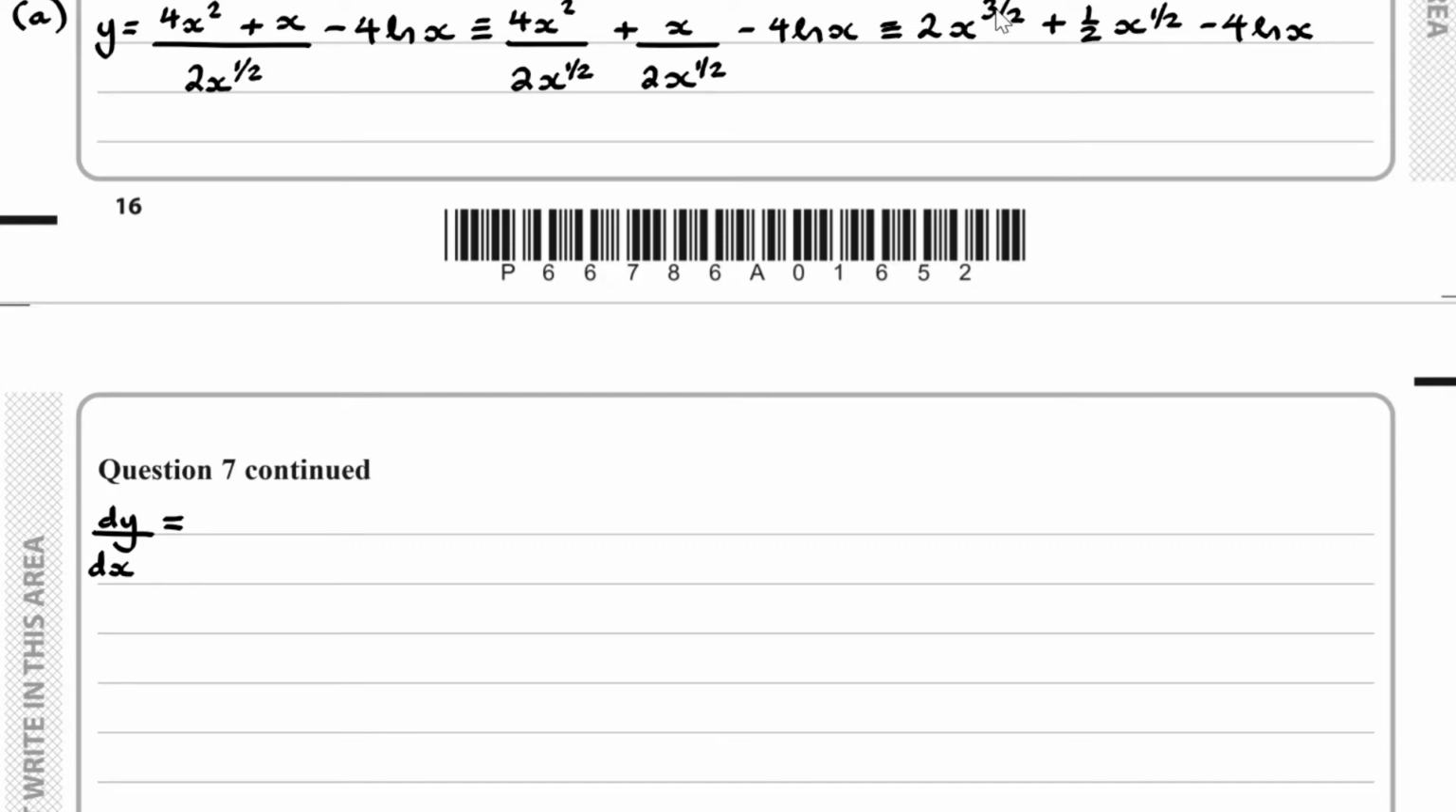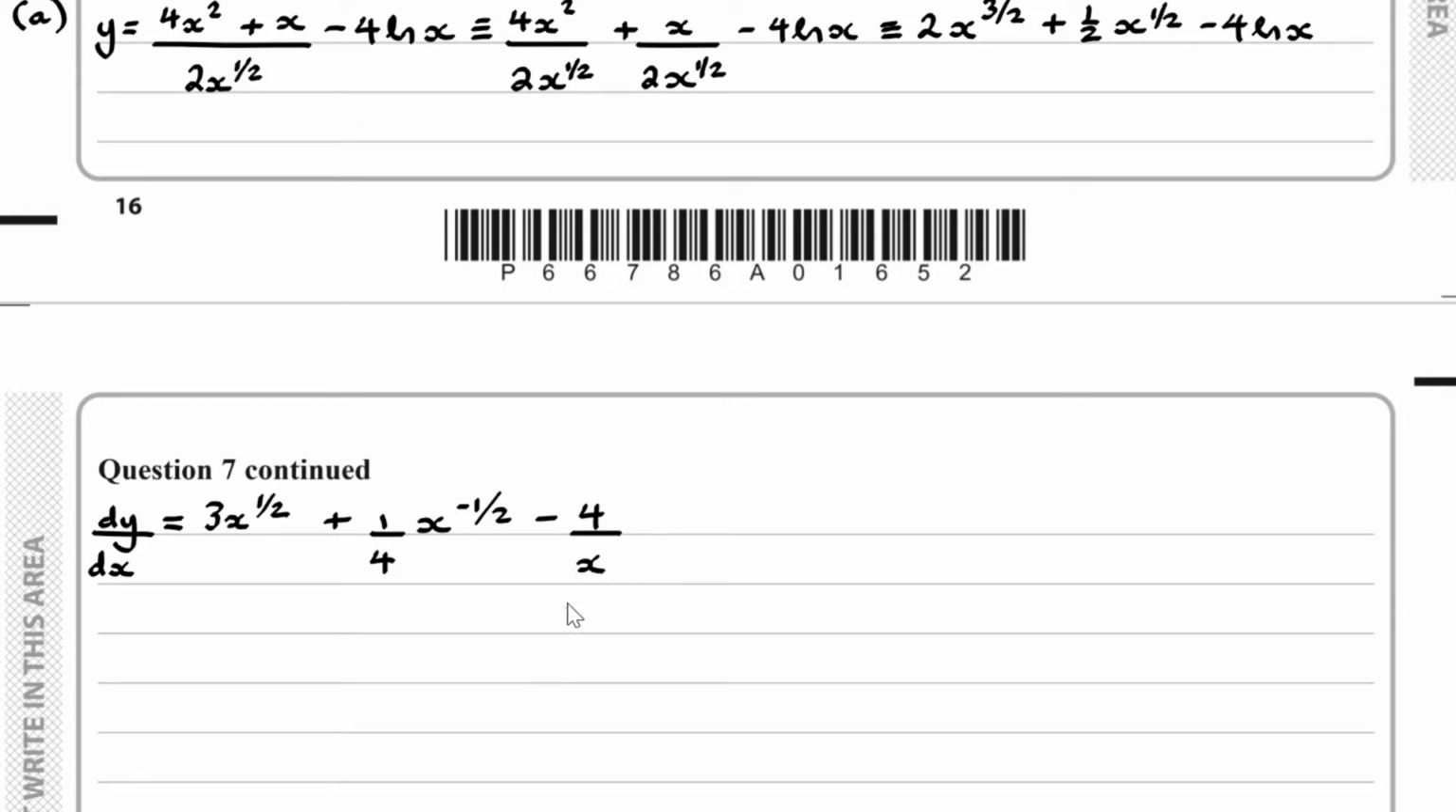well, if I differentiate 2x to the 3 over 2, times by the power, subtract 1 from the power, we have 3x to the power of 1/2. Differentiating 1/2 x to the half, multiplying by the power, and then subtracting 1 from the power, we have 1/4 x to the minus half. And differentiating minus 4 times by the natural log of x, we end up with minus 4 over x.